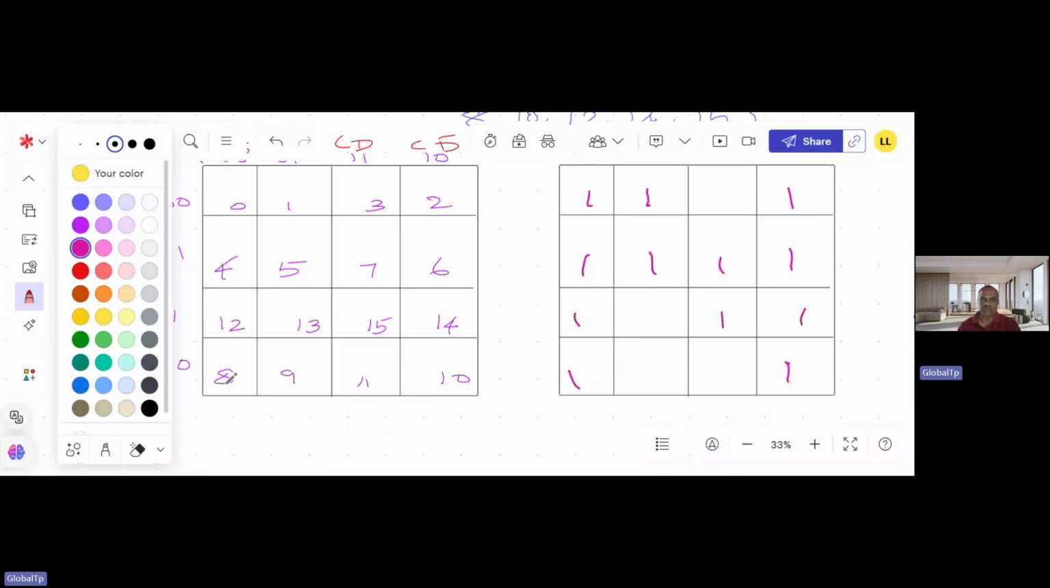Before grouping this number, know the hierarchy. 8 is 1, 0, 0, 0. And 10, what is the equivalent of 10? 1, 0, 1, 0. So if you check, this means these two are the same, these two are the same, these two are the same. Only one term is varying. So I can form a group.